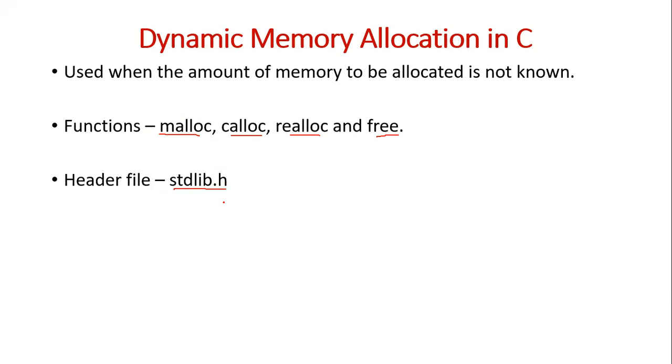If you want to use any of these functions, then the program should include stdlib.h. As we previously discussed, if you want to use scanf or printf, you should include stdio.h. Similarly, when you want to use malloc, calloc, realloc, or free, you should include stdlib.h. Right?